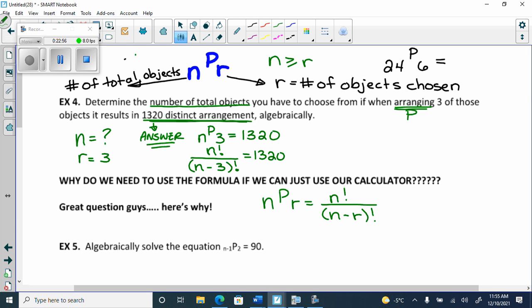What am I going to have to do after this? I bet you know. We just did this. What did we do? Yeah, you have to expand the bigger one to make it be the smaller one, and then they cancel. Which one's bigger between n and n minus 3? N. So we're going to get n times n minus 1 times n minus 2. If you haven't noticed, we're getting a polynomial. N minus 3 factorial over n minus 3 factorial equals 1,320.